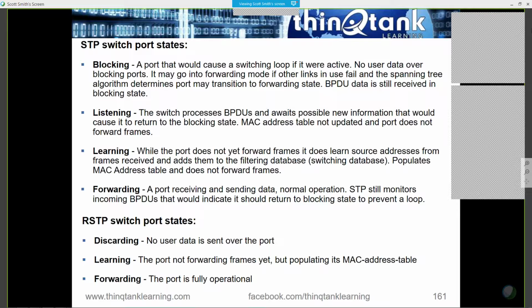So in both the listening and learning states, traffic is not being forwarded. There's only one state where traffic gets forwarded, and that is the forwarding state. So with rapid spanning tree, when rapid spanning tree is fully converged, every interface is in one of two states, discarding or forwarding. So far, so good?